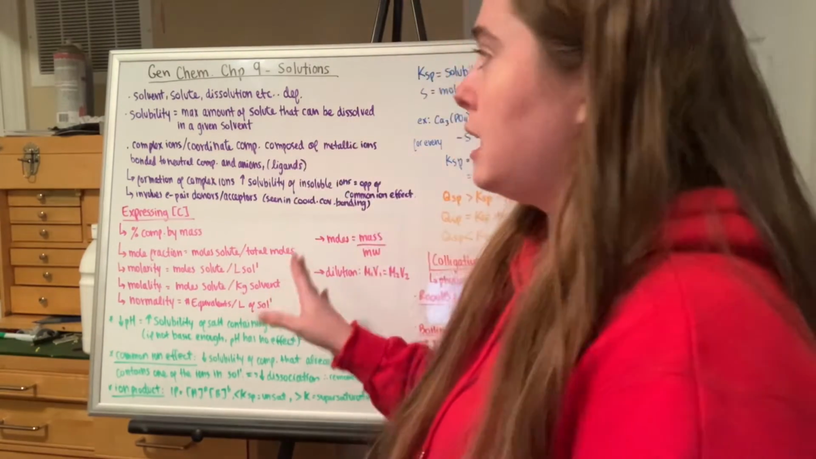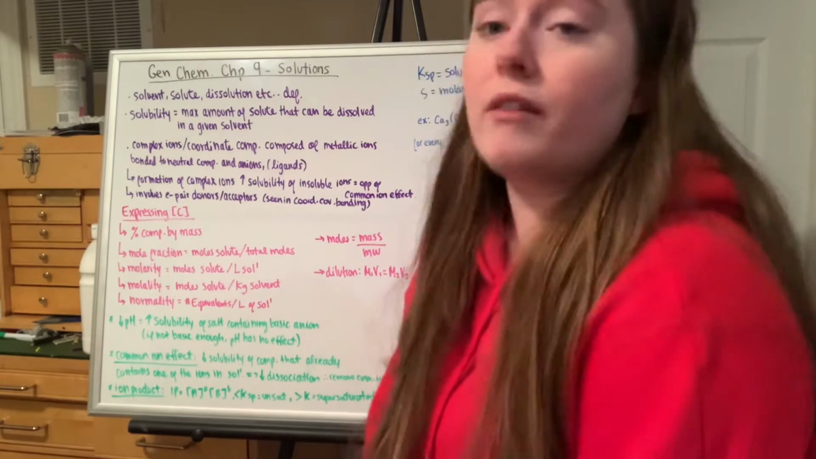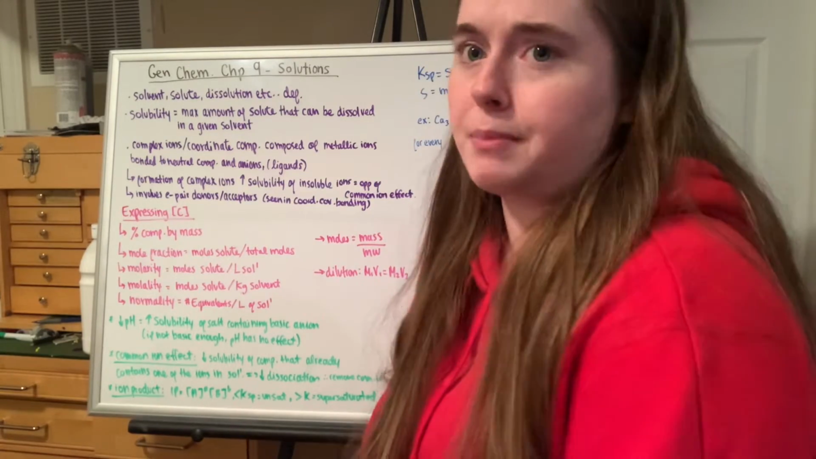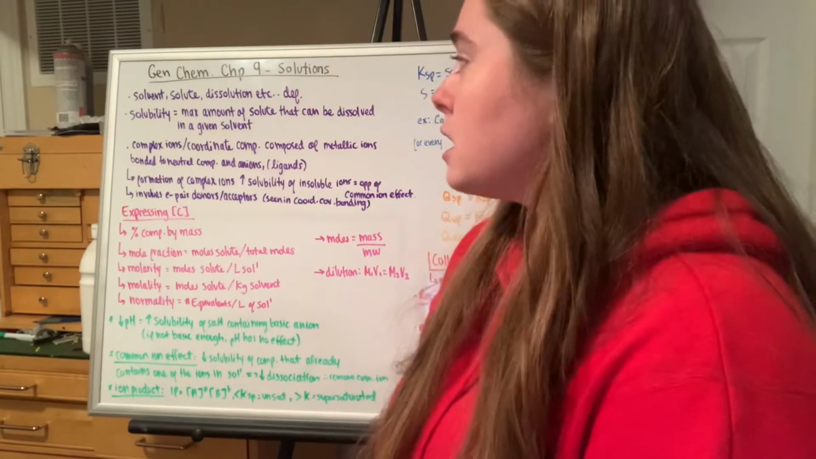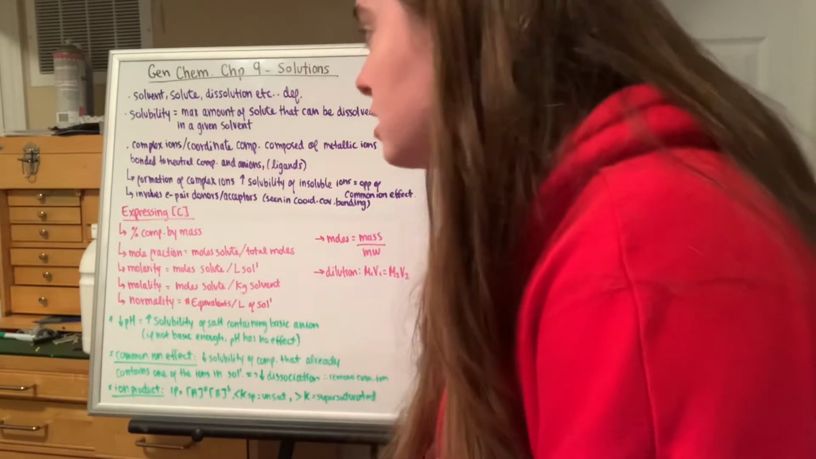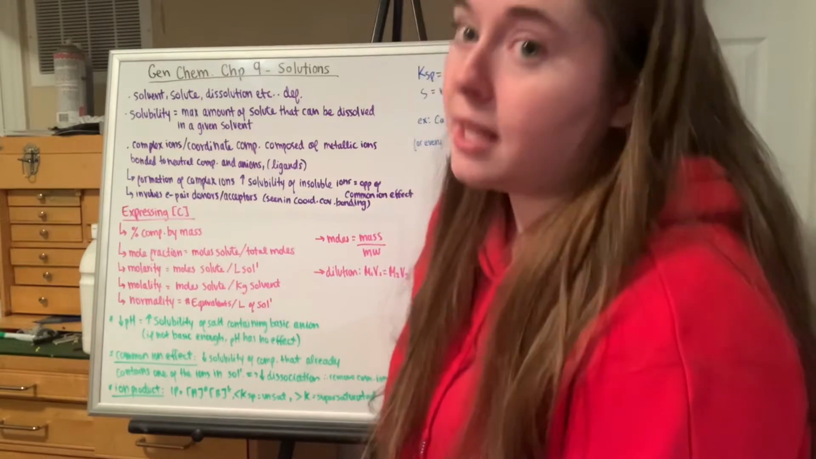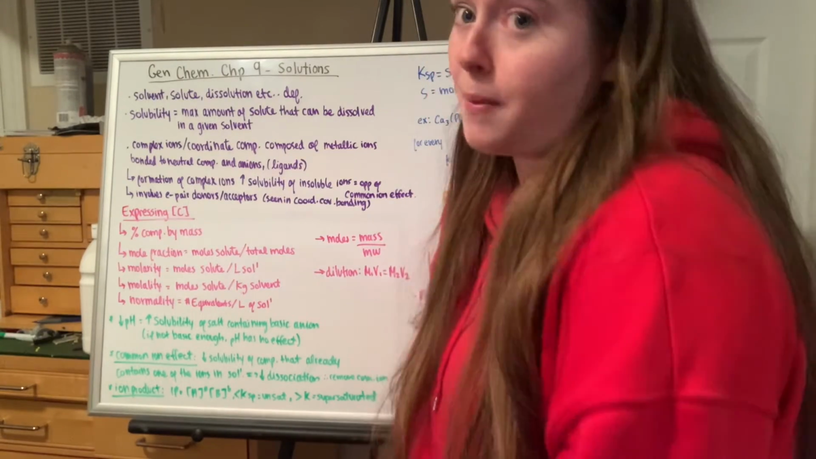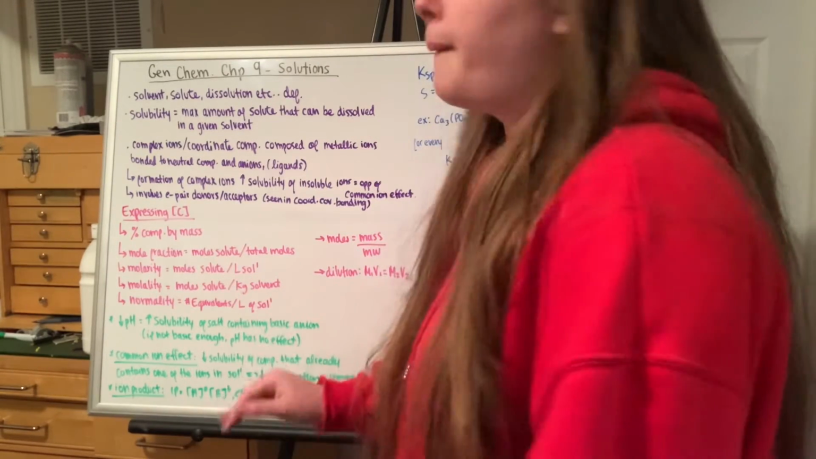So solubility is the maximum amount of a solute that can be dissolved in a given solvent. Pretty self-explanatory. We have complex ions or coordinate compounds, which are composed of metallic ions bonded to a neutral compound or anions. That's also referred to as ligands. This purple here is just some basic definitions so we can move forward.